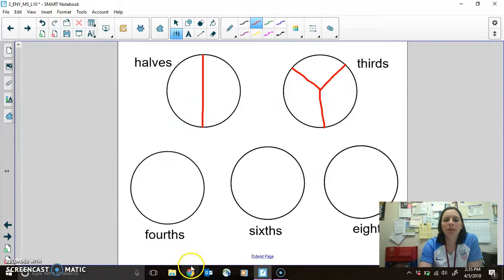Let me ask you something. If this was your favorite pizza, and you wanted the biggest piece you could get, would you rather have half of the pizza or a third of the pizza? Which one is the biggest unit? 1/2 or 1/3?